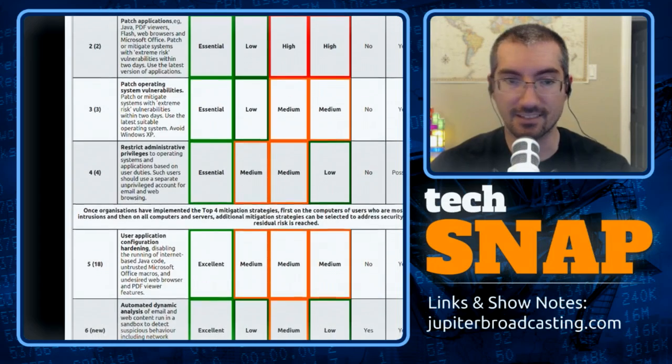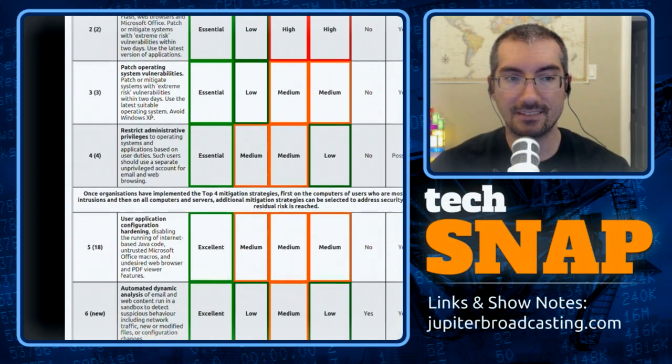But then if you look at automated dynamic analysis of email and web content, such as running it in a sandbox to detect suspicious behavior, including network traffic, newer modified files and configuration changes before you let the user play with it. That's a medium upfront cost, but a low maintenance cost and low user resistance. Then operating system generic exploit mitigation techniques like non-execute bit, data execution prevention, WXRX, ASLR, or installing the Microsoft Enhanced Mitigation Experience Toolkit, the EMET. Low user resistance, medium upfront cost, but a low maintenance cost.